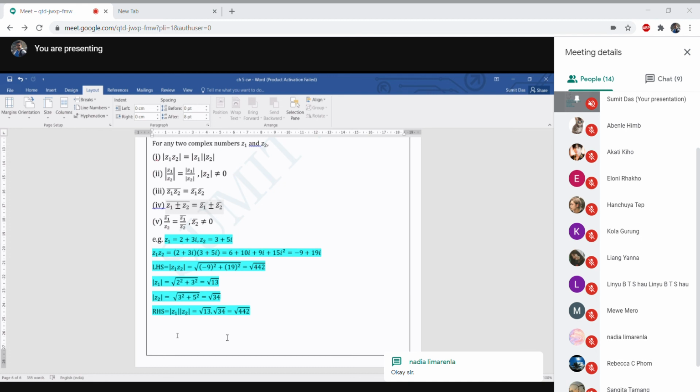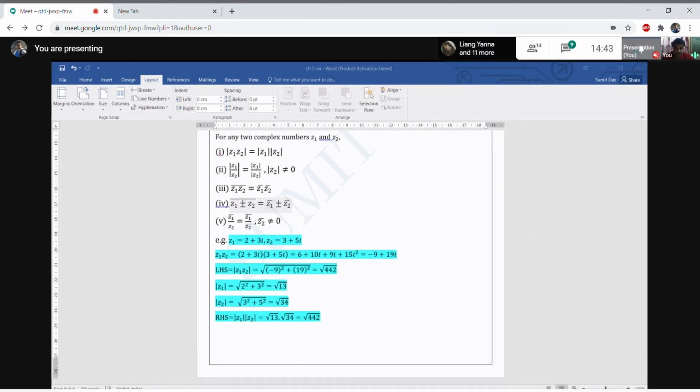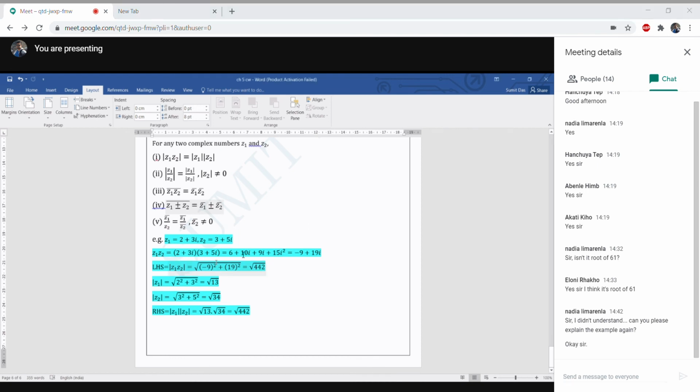Okay, 11, 12, one question I will do, and the rest of the problems you have to do by yourself. I hope there is no doubt up to this. If anyone has any doubt regarding this, please let me know, because there will be many questions. Can you explain the example again? Isn't it root 61? Okay, I have to check again. Root 61. Okay.